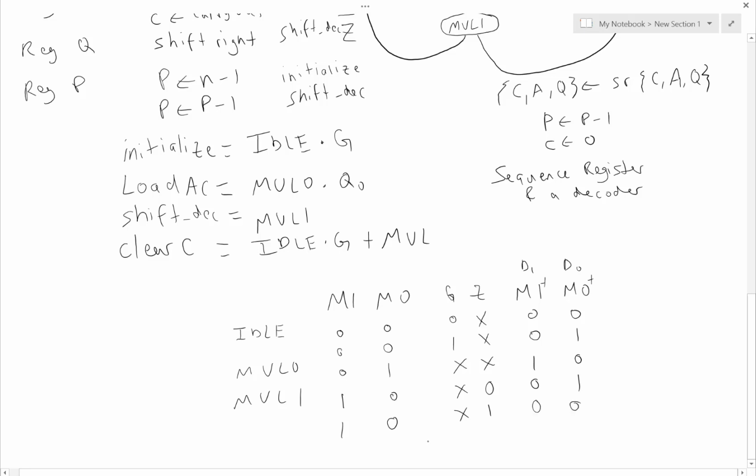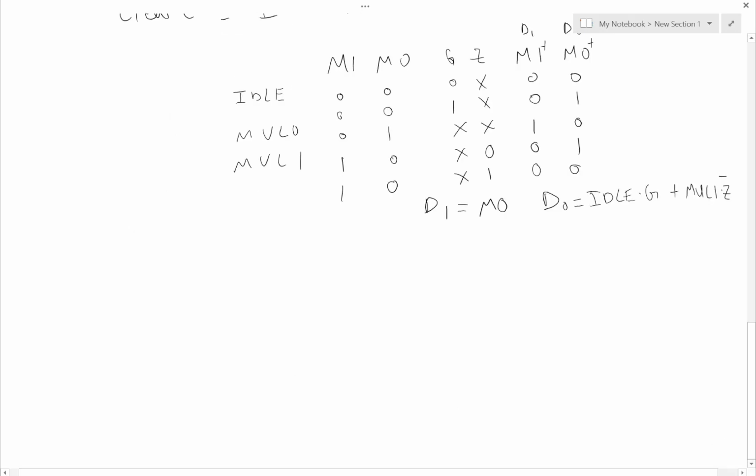So I can write expressions now for D1, which is just 1 when M0 is 1. And D0 is a 1 when I'm in the idle state, or M1 and M0 are both 0, and G is 1, or when I'm in the mul 1 state and Z is 0. So the circuit would look like this.